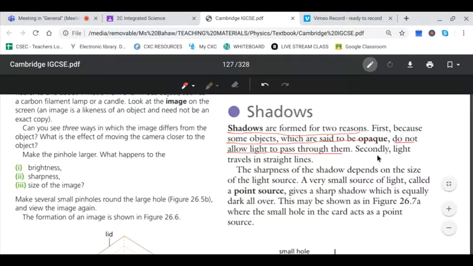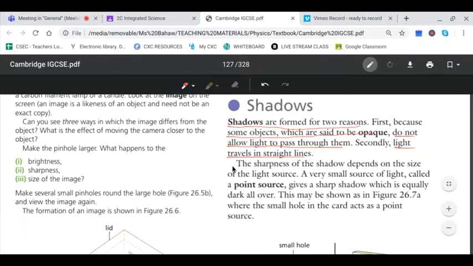The next thing is that light tends to travel in a straight line. So with these two rules, that is going to form a shadow. Now, a shadow's sharpness depends on the size of the light source. Outdoors, the size of the light from the sun is very large compared to, let's say, a light bulb. So the sharpness, which means the clarity of the shadow, depends on the size of the light source.